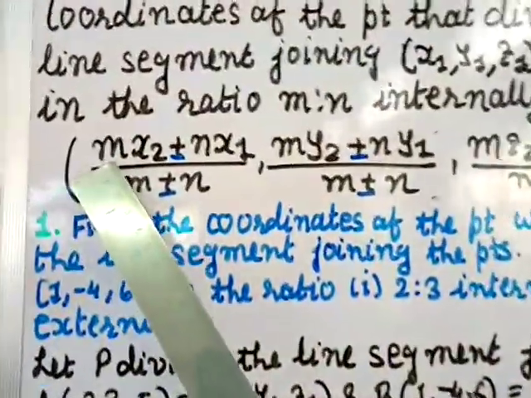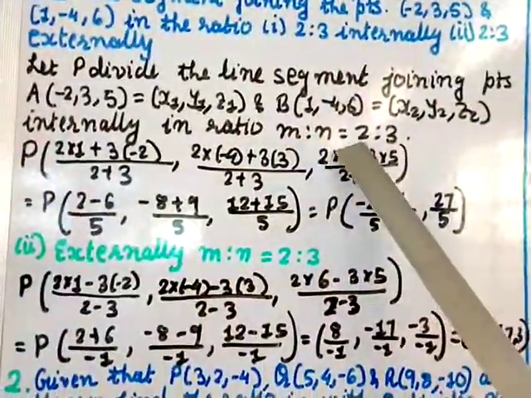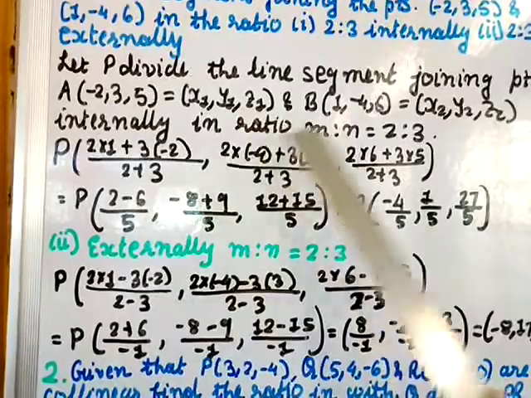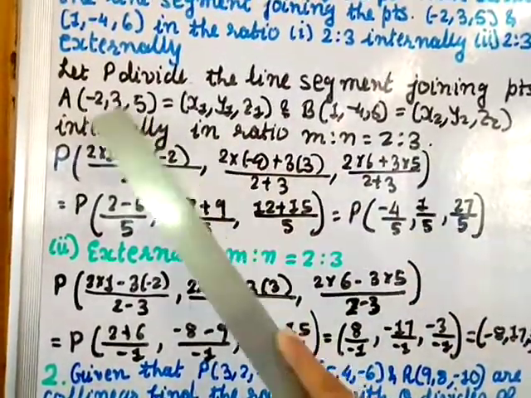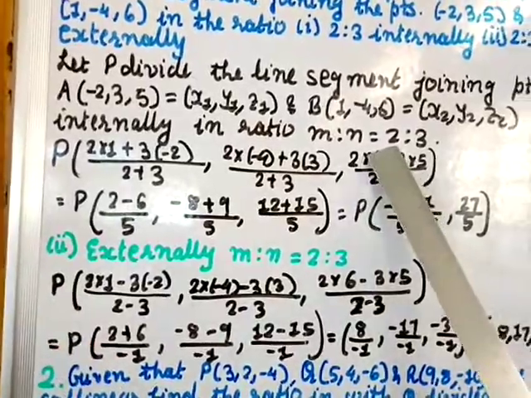The first coordinate is (mx2 + nx1)/(m + n). Here m is 2, so 2 into x2, that is 1, so 2 into 1, plus n, that is 3, into x1, which is -2, so 3 into -2, divided by m plus n, that is 2 plus 3.